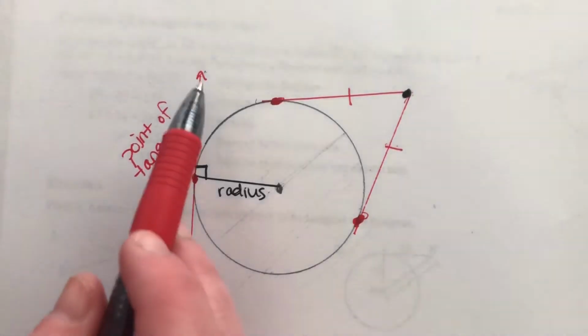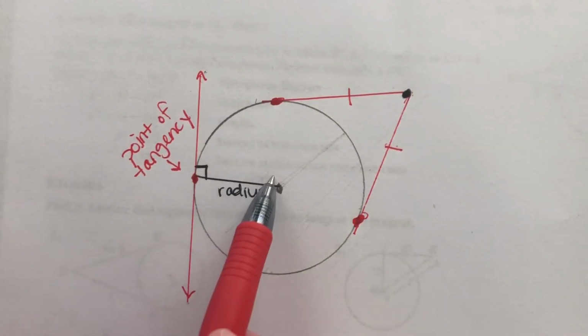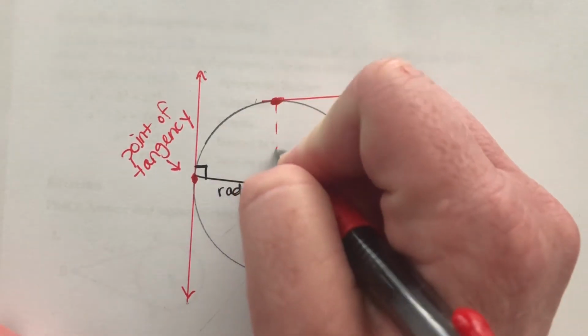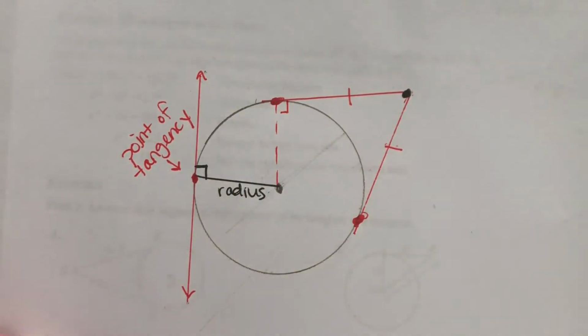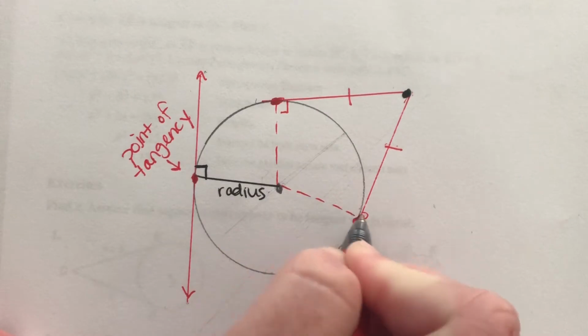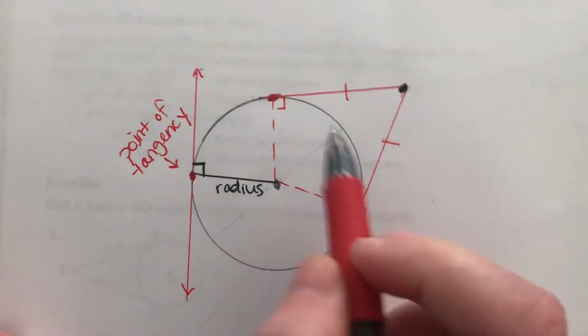Okay, so that's two rules. Tangent line, perpendicular to the radius. So if I drew the radius right here, there'd be a 90-degree angle here. If I drew the radius right here, there'd be a 90-degree angle here.